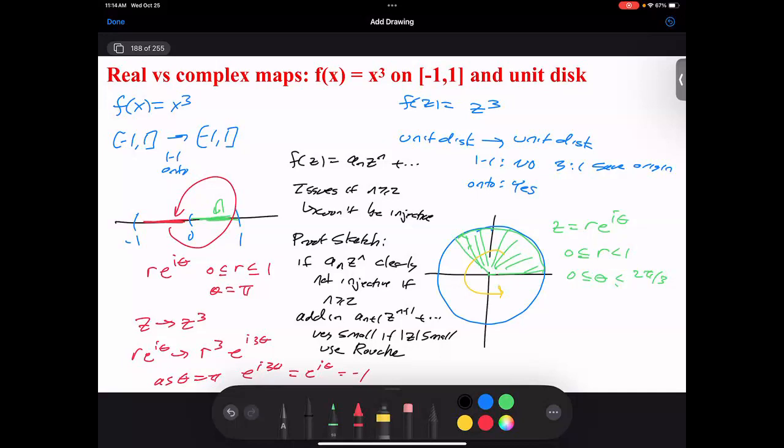Right, right. So I'm assuming, if I just have the function a_n z^n, I know this can't be injective. And so if I have a_n z^n plus a_{n+1} z^{n+1} plus dot dot dot, if I have more and more terms, all those other terms are eventually going to be negligible. We write the function as a_n z^n plus something really, really small. And then you just use Rouché's theorem.